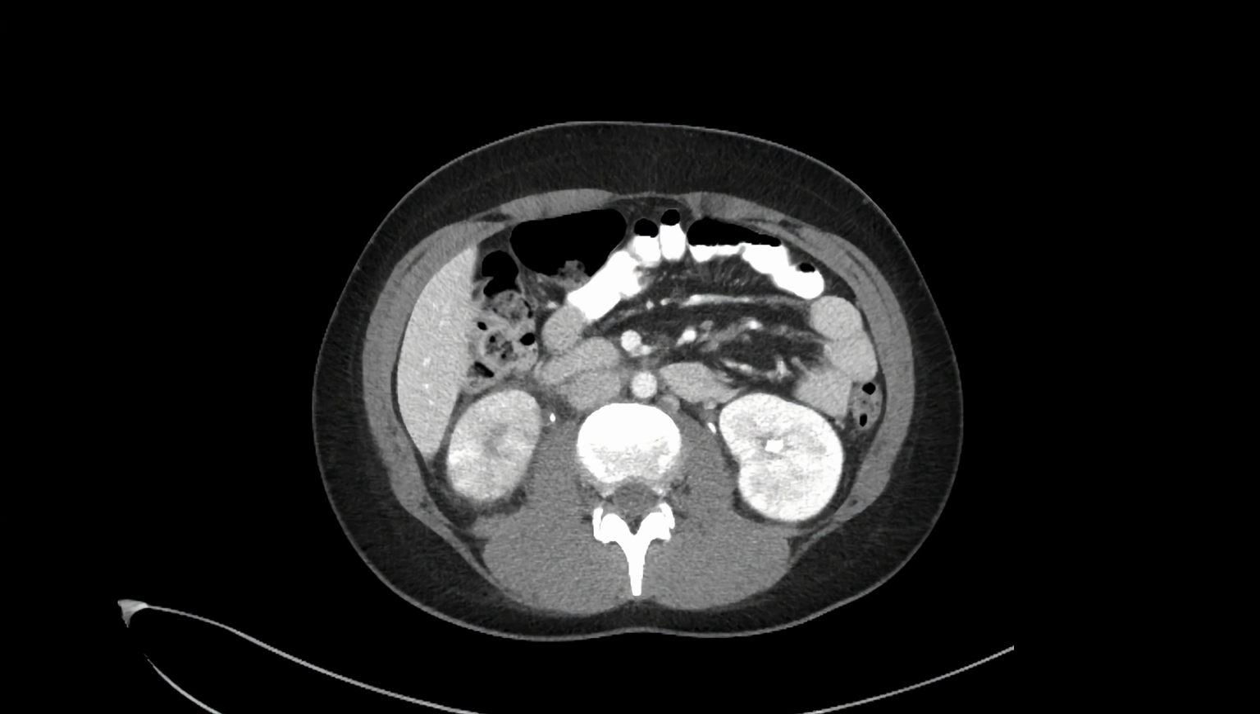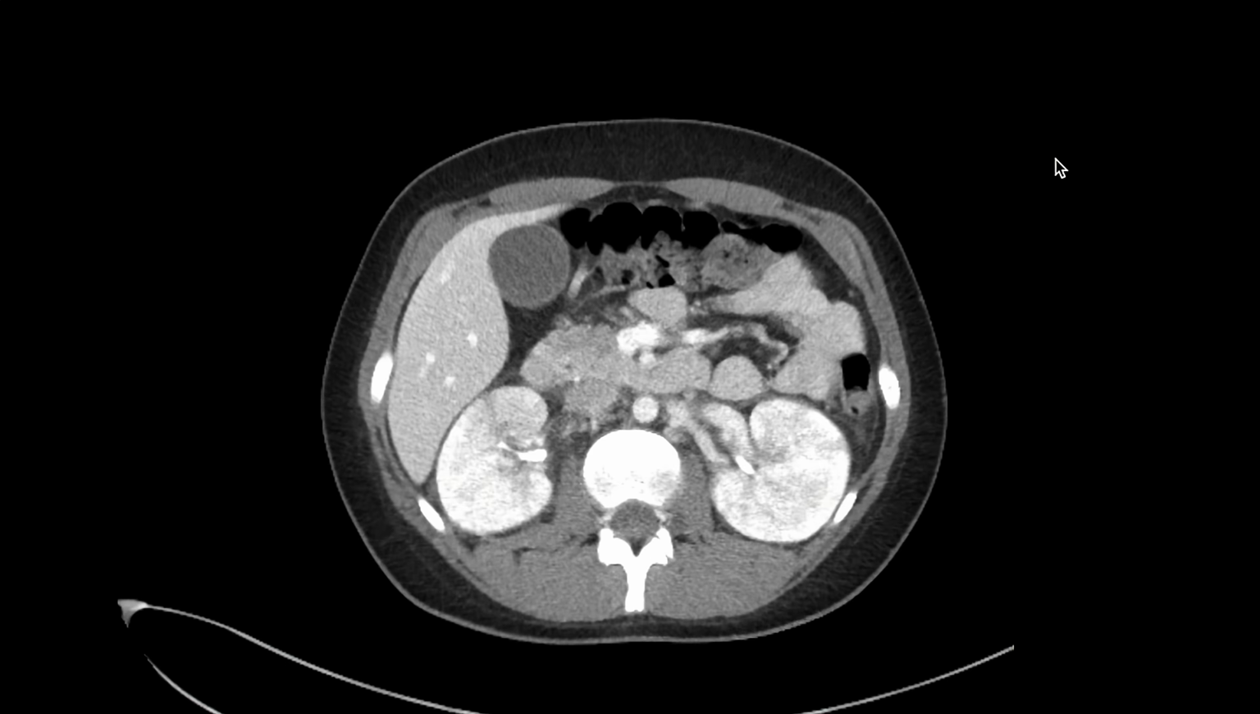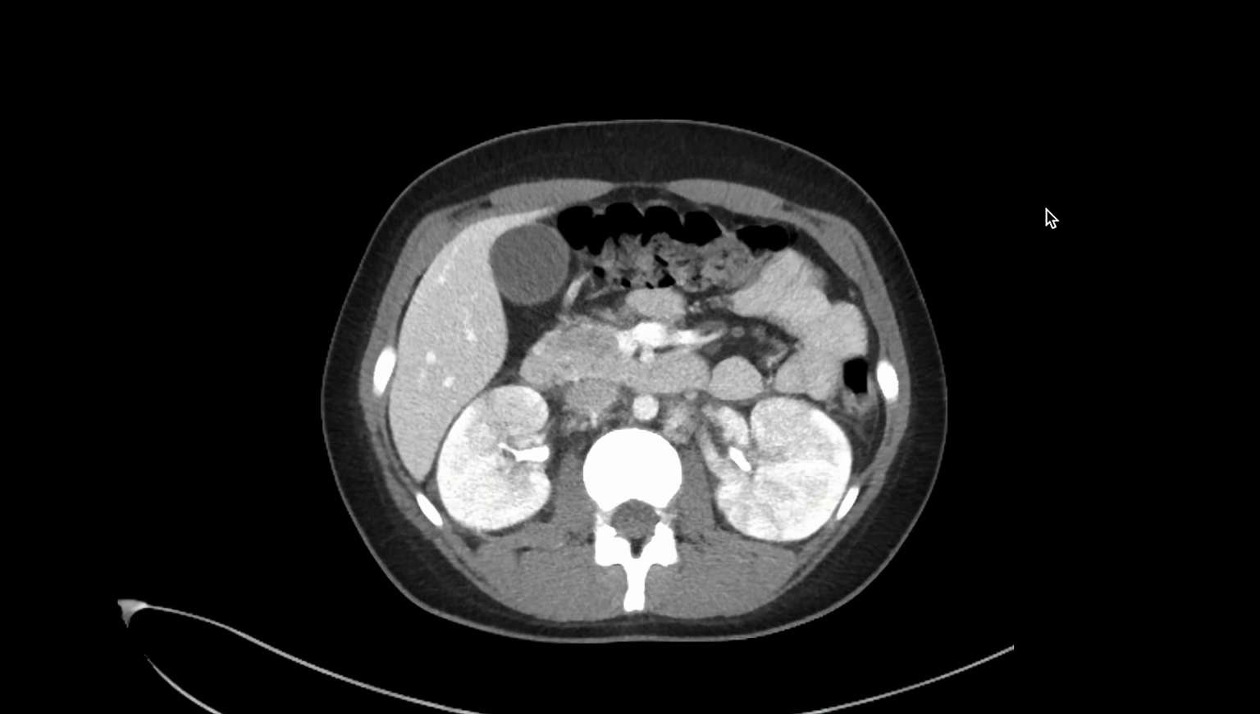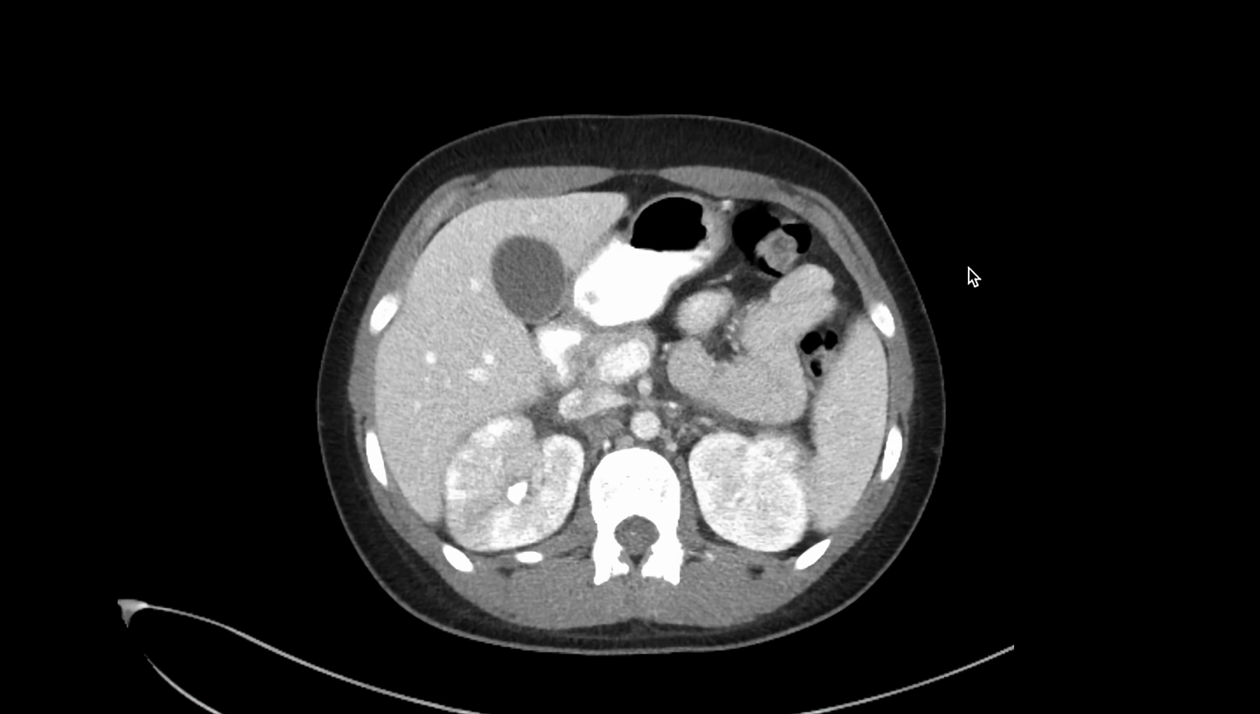If we fill the collecting system with contrast and the contrast ends up outside of the ureter, then that's obviously abnormal. And that's just a general principle of imaging. If you fill something with contrast and it goes somewhere else where it's not supposed to be, that's abnormal, of course. This case here demonstrates one of the abnormal enhancement patterns of the kidney.